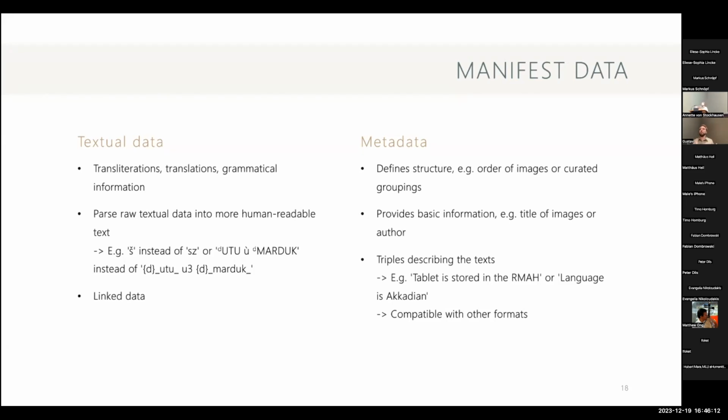This is based on words. So, for example, the subject can be a tablet. The predicate can be "is stored in," and the object is then the RMAH. So you have this sort of way you can understand as a human when you read it that it makes sense. You don't have to draw the link between tablet and RMAH. But we can still make it in a way that's, of course, compatible with other formats. So when you export it, we can match it up with the bigger databases out there, which have different systems.